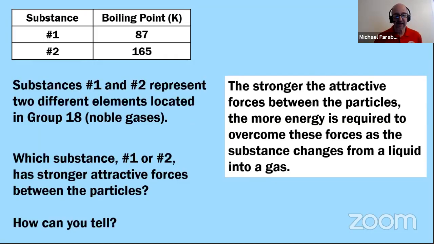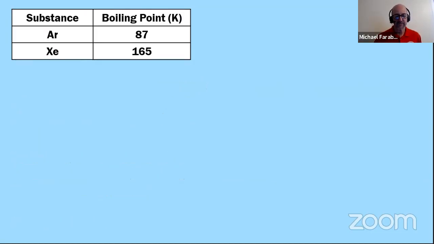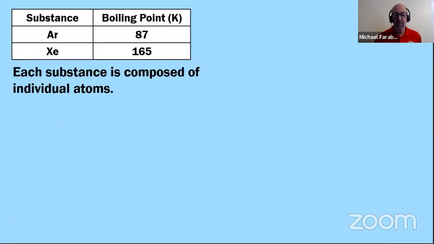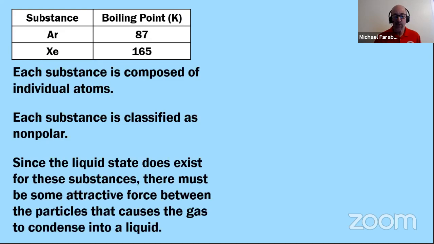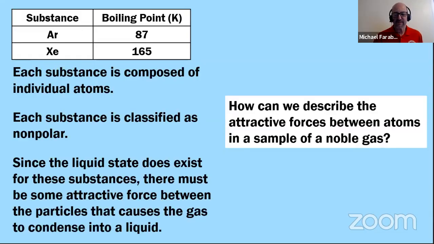I'm going to go ahead and tell you that substance 1 was argon and substance 2 is xenon. Now these are noble gases. They are not molecules, they're individual atoms. They're just individual atoms, so of course they are non-polar. But since you can have liquid versions of these elements, there must be some attractive force between the particles that would cause a gas to condense into a liquid. So how can we describe the attractive forces between atoms in a sample of a noble gas?